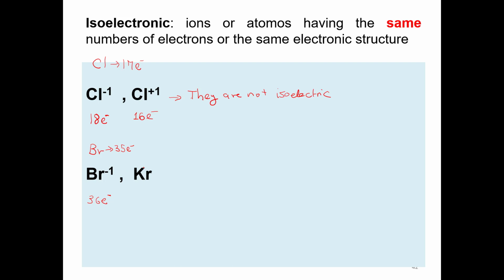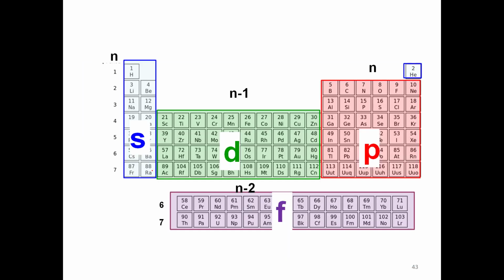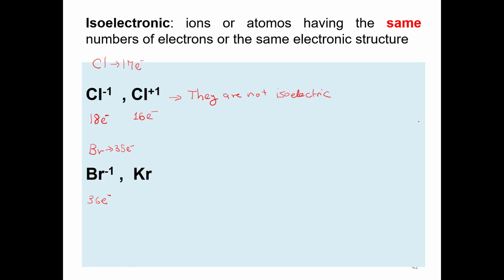In this case, krypton is not an ion because it doesn't have any positive or negative number on top. It is just neutral. Krypton is 36, so it has 36 electrons. Because they have the same number of electrons, we can say yes, they are isoelectronic.